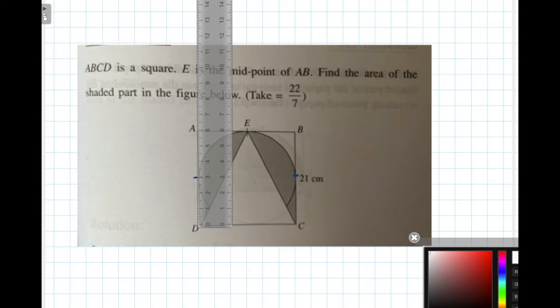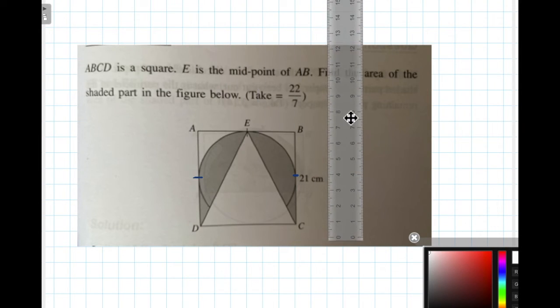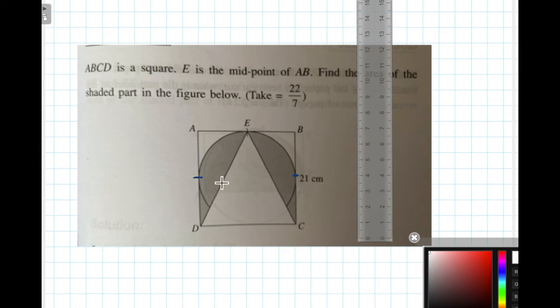Around here is the midpoint. Okay? So what I can do is I just try to connect it, see if I can see any pattern. Likewise here, this one. Okay. So can you see something here?